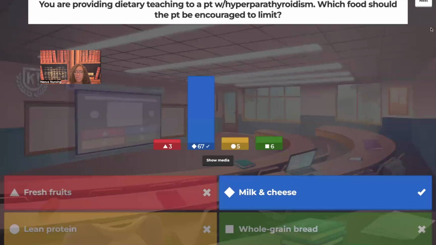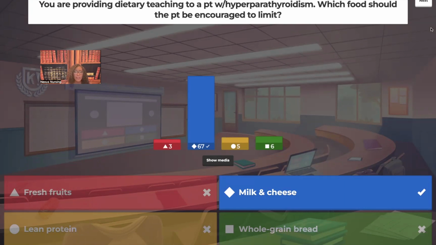Very good. Milk and cheese. Think about it. If the patient has hyperparathyroidism, they have hypercalcemia, right? Do you think it's a good idea for them to be eating foods high in calcium if their calcium levels are already increased to begin with? No. So we're going to teach them not to overindulge in foods high in calcium, such as milk and cheese.